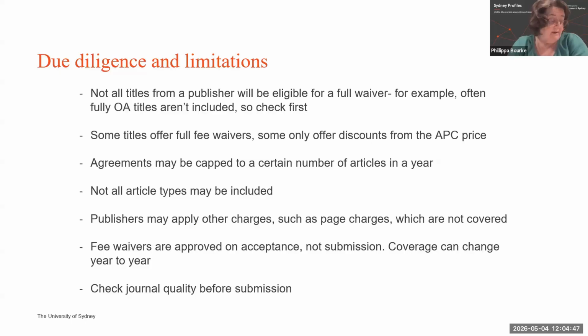So the agreements offer some great benefits to researchers. They reduce the open access publishing costs and they're easy to access, but they do have limitations and there are things that you as a researcher need to be aware of. Not all journal titles are included in these agreements. Some journals are excluded entirely and some only offer a discount on the APC. It's up to you to check on this before you submit your article.